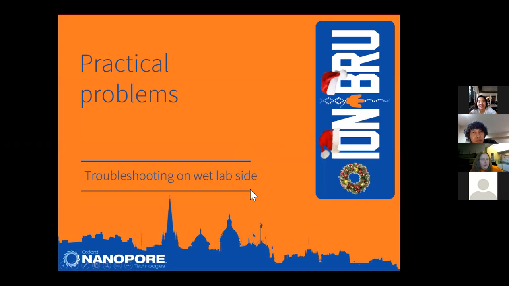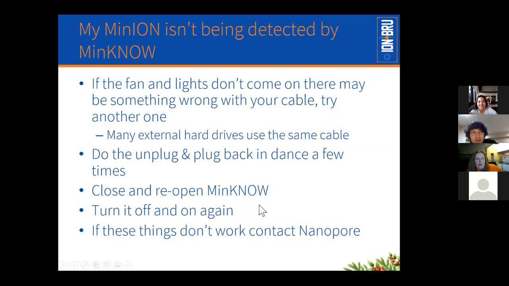Right, I'm just going to go through some practical problems. So these are those things that you might not realize you need to know until you need to know them. So you might find when you plug your MinION in, nothing happens. If the fan and the lights on the MinION come on, then the cable is fine. If not, you might want to try a different cable. Most external hard drives these days use the same cable, so you probably can find the cable somewhere in the building.